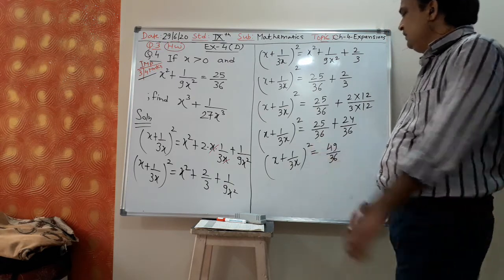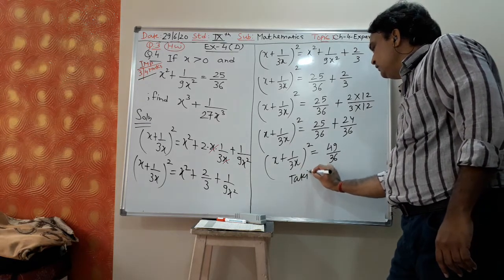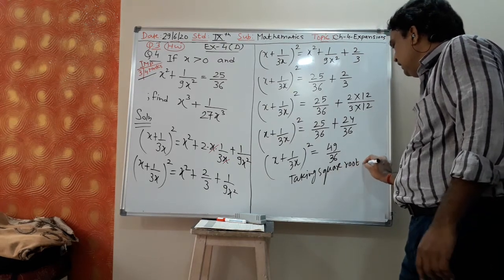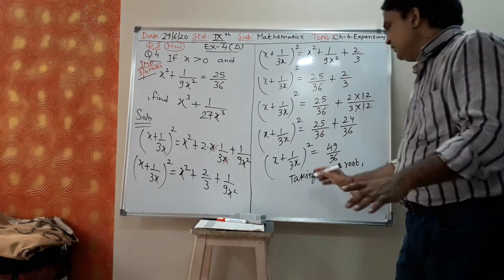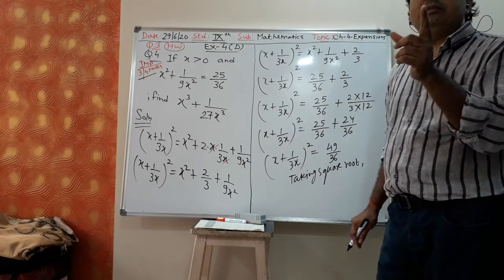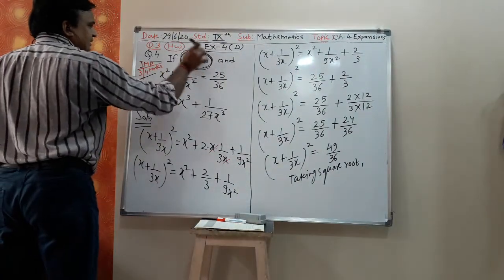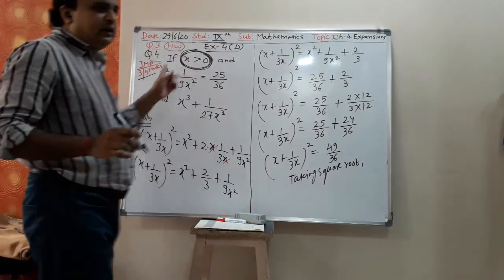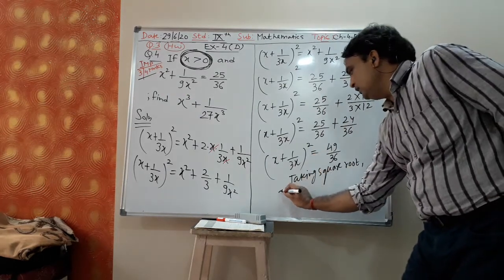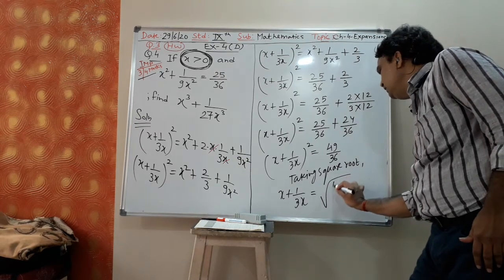Now the left hand side is a square, so I will take the square root. It will not be plus minus. It will be only plus because it is given that x is positive. So out of plus minus, I will take the plus square root. So taking the square root, x plus 1 upon 3x is the square root of 49 upon 36.